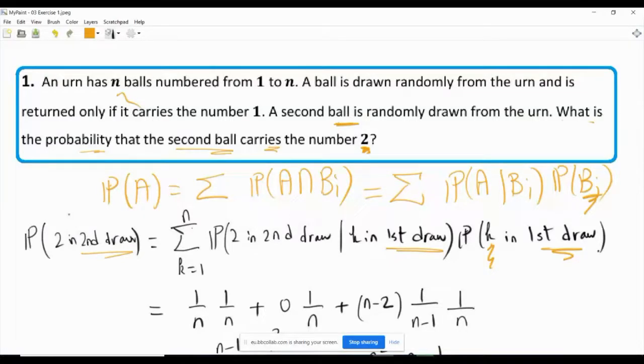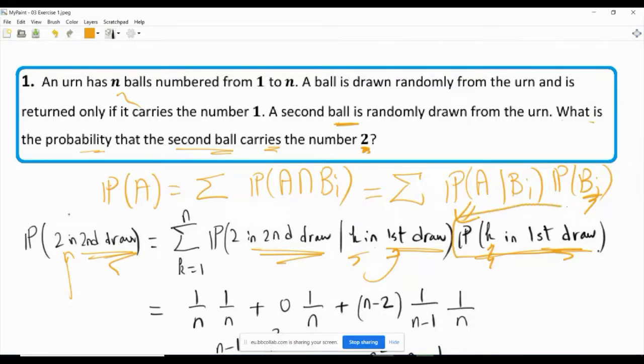Okay, so here is the application. The probability of getting 2 in the second row is the probability of getting 2 in the second row given, or conditioned on, k in the first row, multiplied by the probability of getting k in the first row. Okay, let's see each one of those guys.